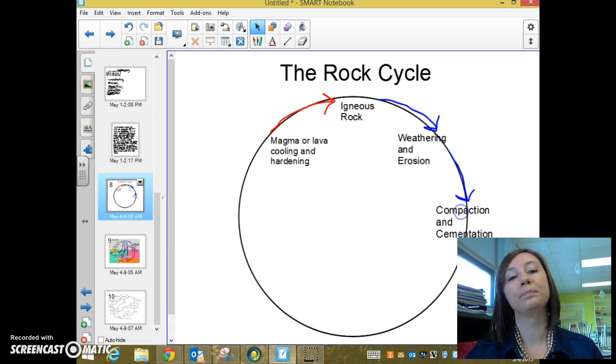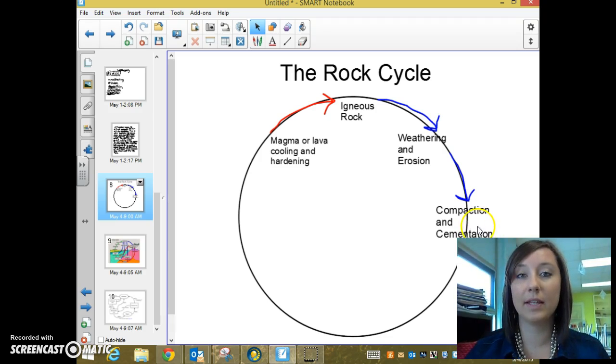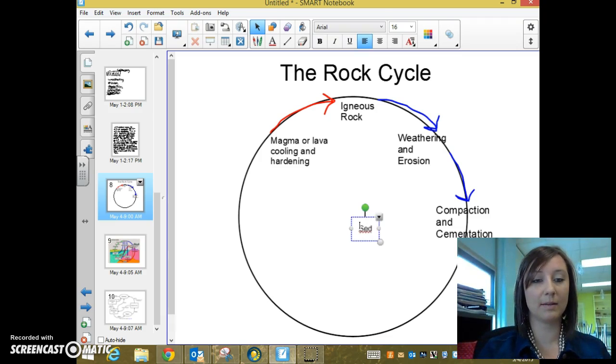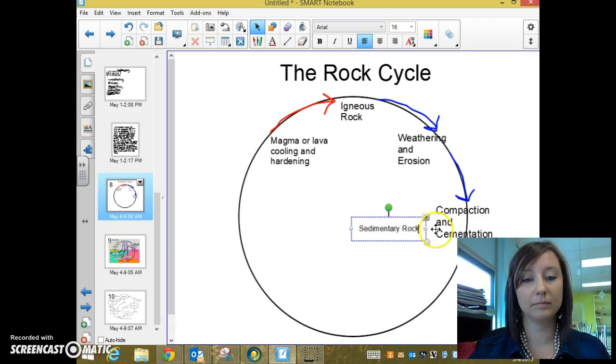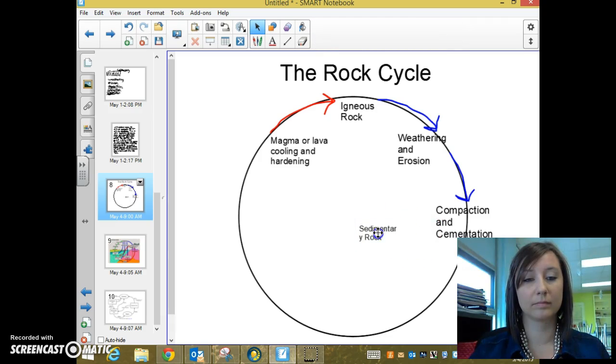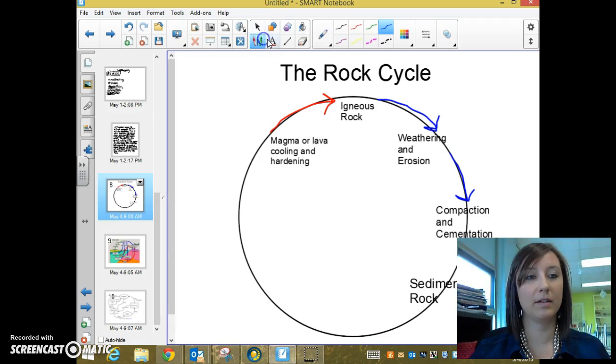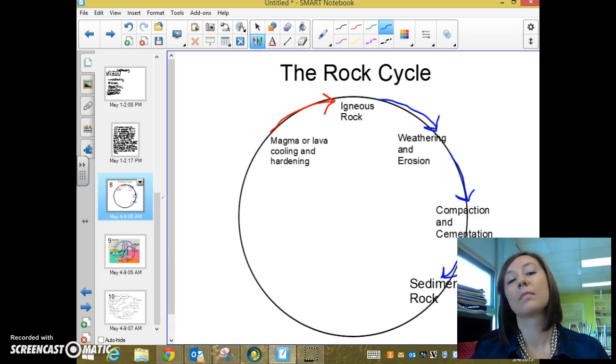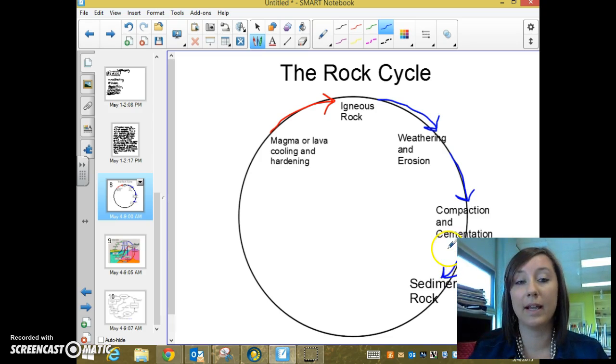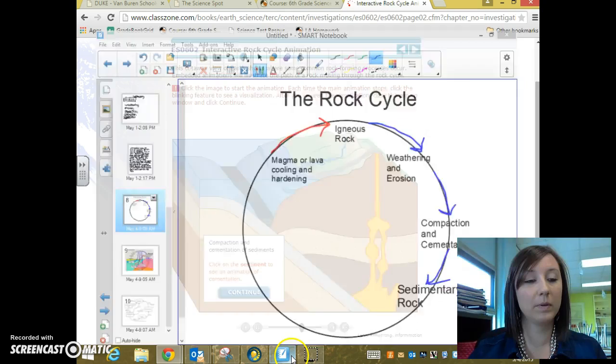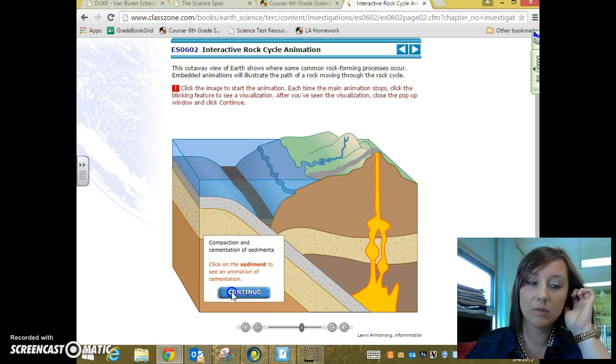It's going to go right here. And that then, once everything gets compacted and cemented together, what type of rock do we end up with? Should be thinking sedimentary rock. So there's our next type of rock here. Now, from this point, we kind of have a few options. Sedimentary rock, we can continue along with this story.